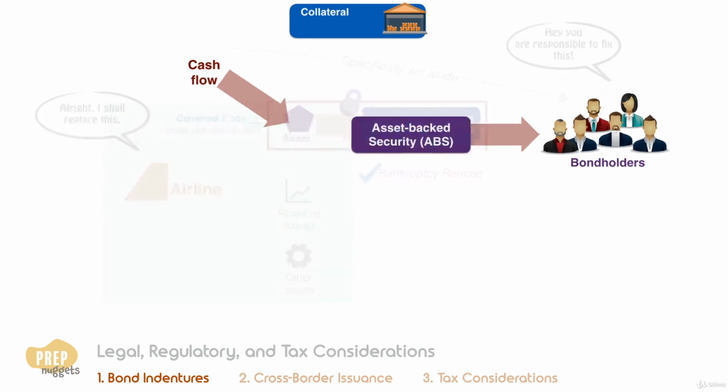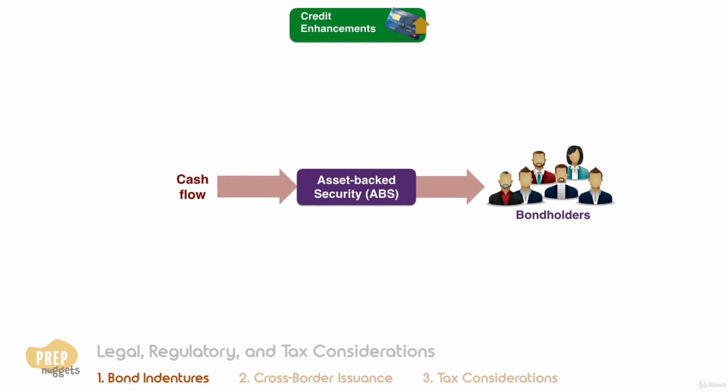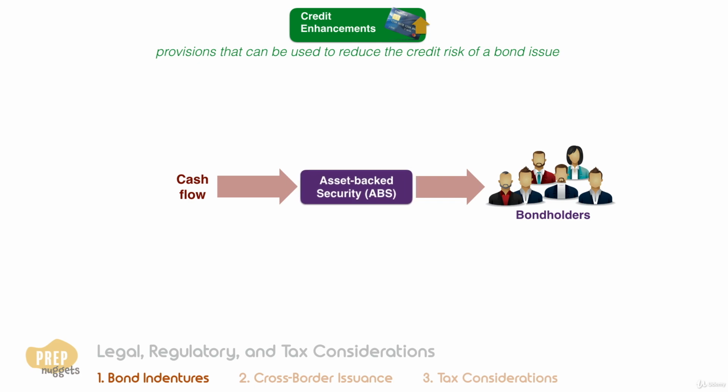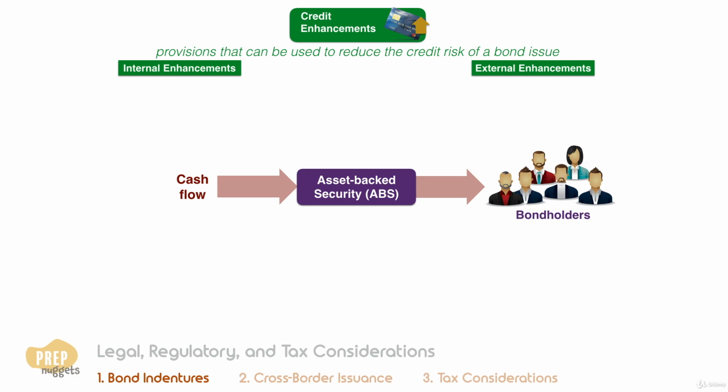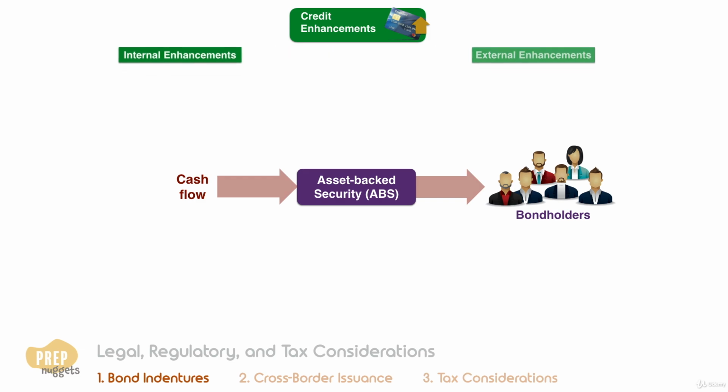And that brings us to our next item specified on a bond's indenture, that is, credit enhancements. Credit enhancements are provisions that can be used to reduce the credit risk of a bond issue. They're very often used when creating ABS, so we shall discuss this section in the context of ABS. There are two primary types of credit enhancements, internal and external. Internal enhancements are built into the structure of the bond issue, while external enhancements are provided by a third party.